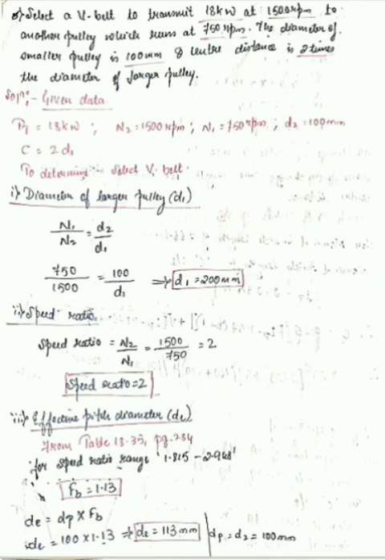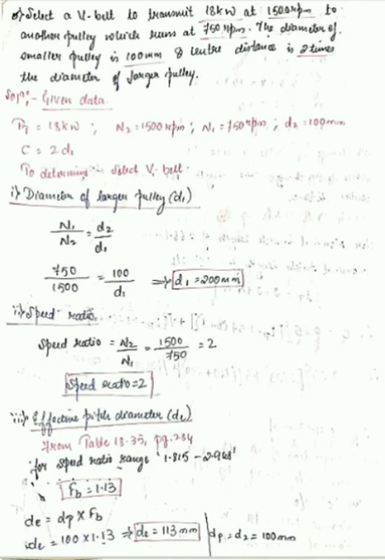So starting with the solution, using velocity ratio relation between two pulleys, that is N1 by N2 equal to D2 by D1. First we found diameter of the larger pulley D1 equal to 200 mm, which is shown in the solution. So speed ratio is 2. You can either use the ratio of diameters or the ratio of speeds. So we got the speed ratio as 2.